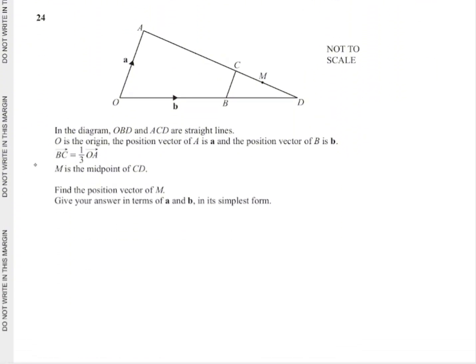Question 24. Okay, vectors. In the diagram OBD, ACD are straight lines. O is the origin. The position vector of A is a, and the position vector of B is b. BC equals 1/3 OA. M is the midpoint of CD. Find the position vector of M.